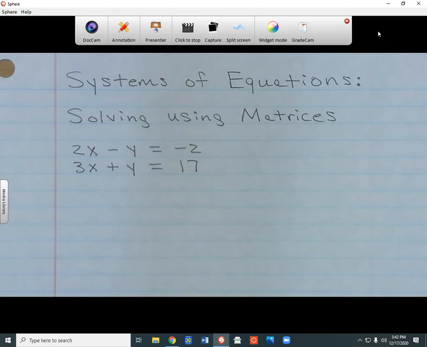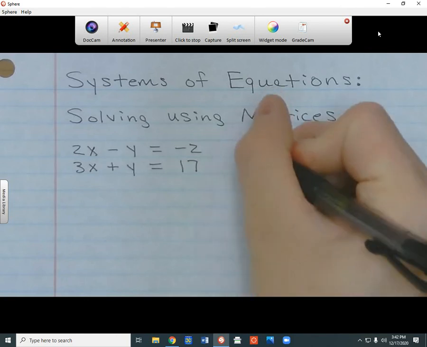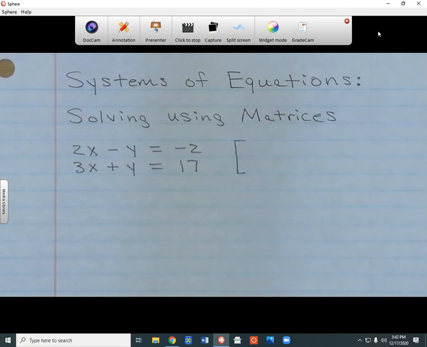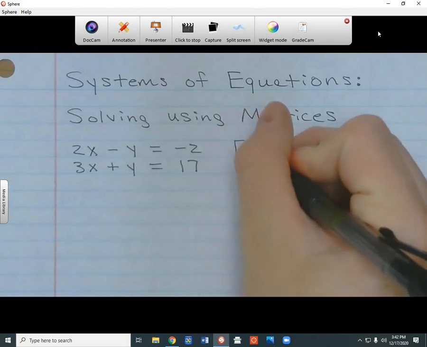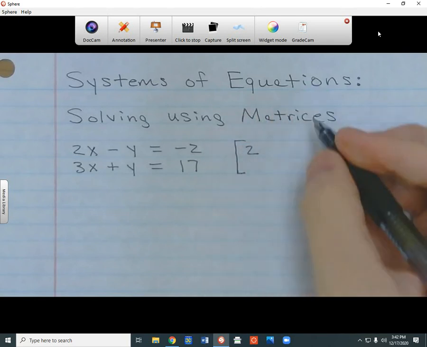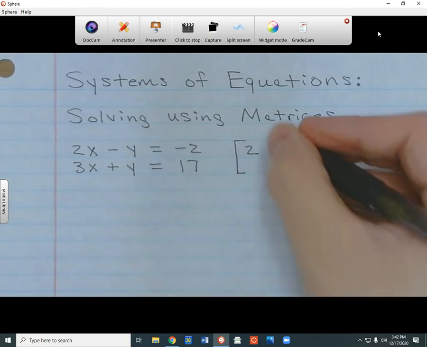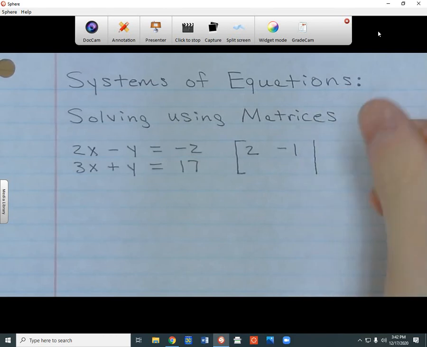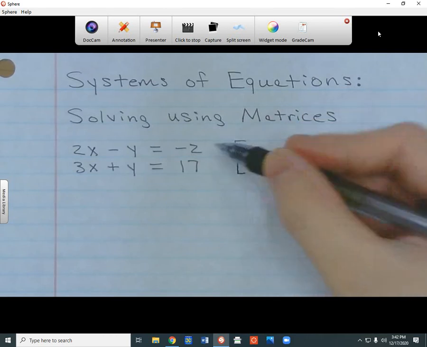And what we're going to do is use the coefficients of this system to create what's called an augmented matrix. So what I do is, I draw my brackets, and I'm going to take the numbers in front of the x's and the y's to make an augmented matrix. So in front of the x I have 2, in front of the y I have a -1, and over here on this side I'm going to put the numbers. So the -2 is going to go over here.